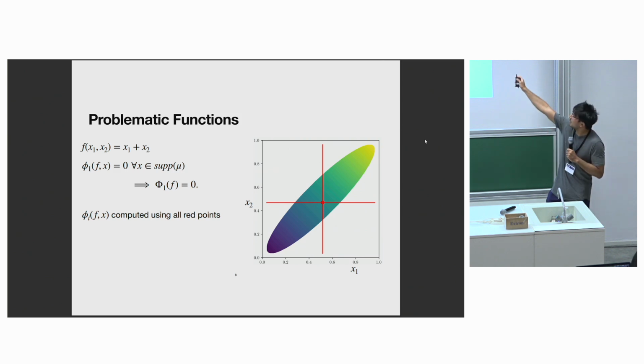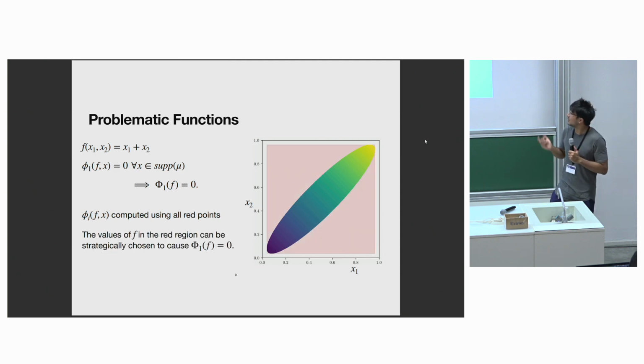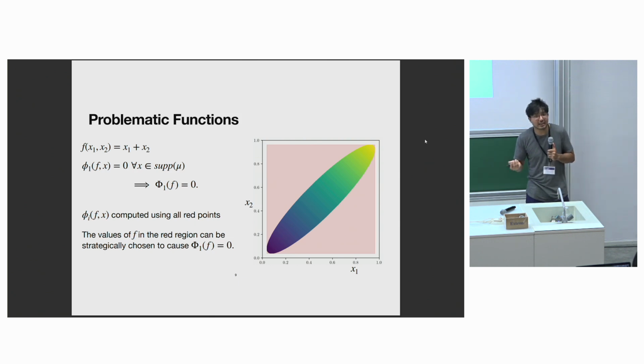This means that to compute the SHAP value at that red point over there, you end up looking at all of these red points, which clearly go off of the support. And this is what can mess you up. If I doctor the value of f on this red region, I can make the SHAP values essentially anything I want, thereby making the method useless.